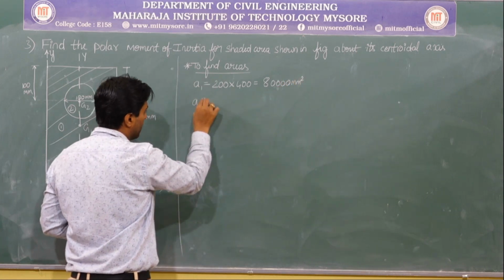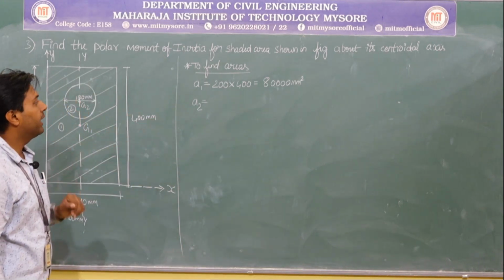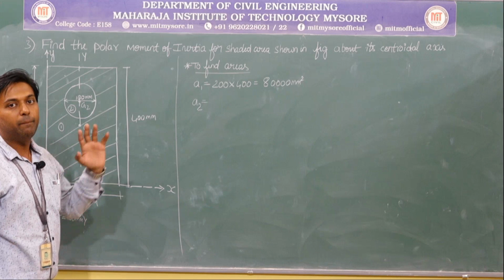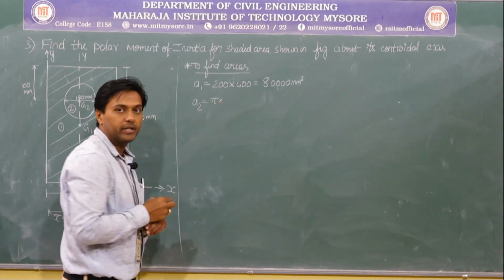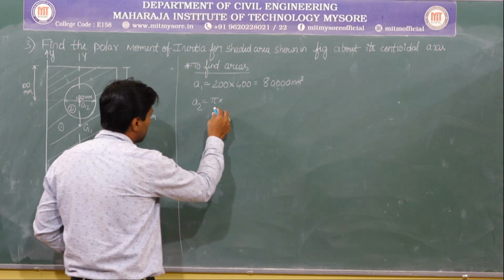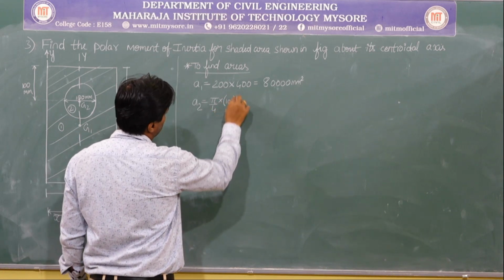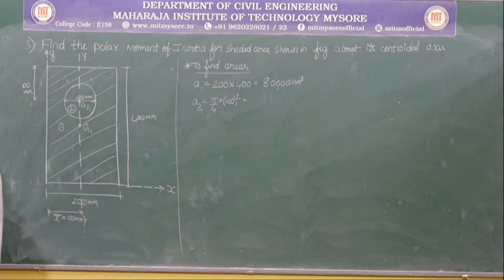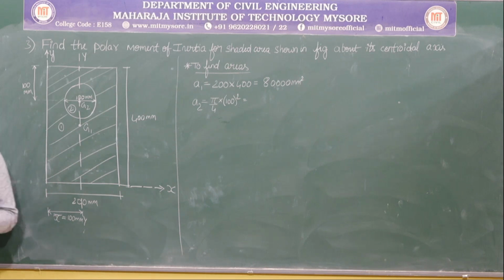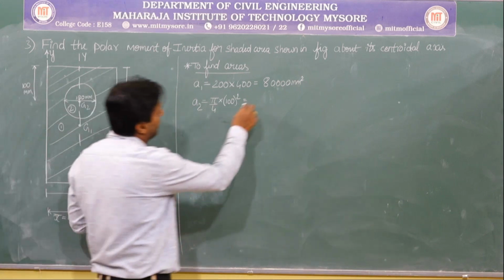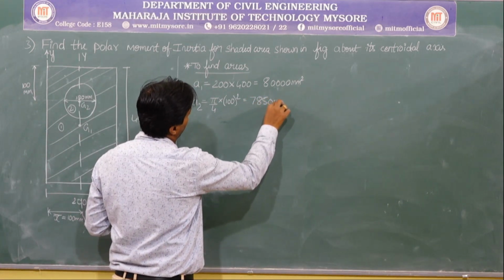Similarly, let me go with A2. I think you people remember that for the area of a circle the formula is pi r square. As they have given the diameter, it is pi d square by 4, or pi r square, anything is okay. So pi by 4 into d square, where d is 100. Let me calculate it. It is 7850 mm square.